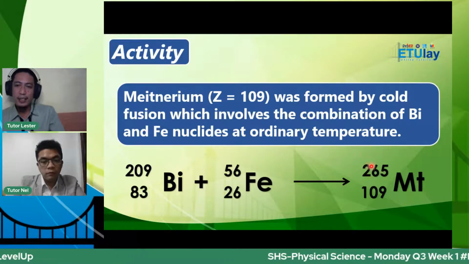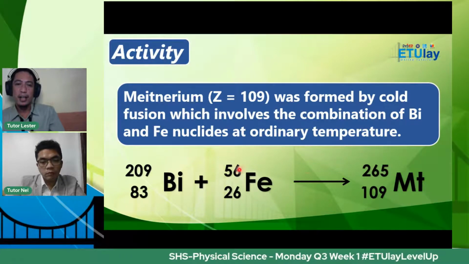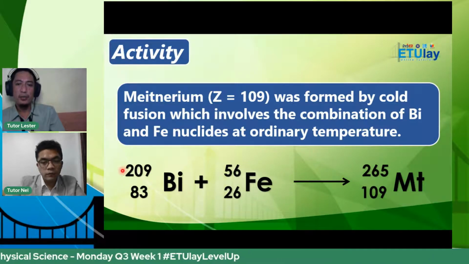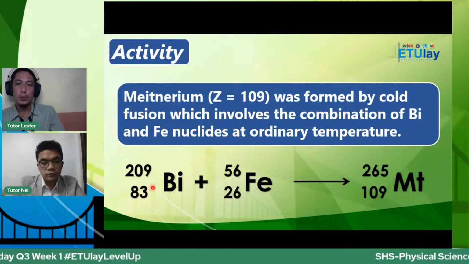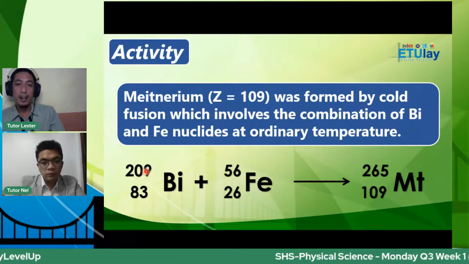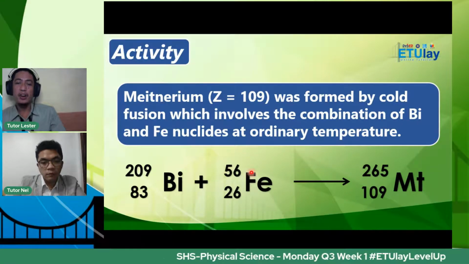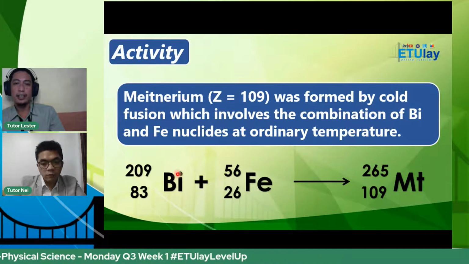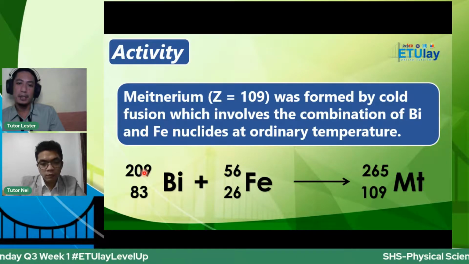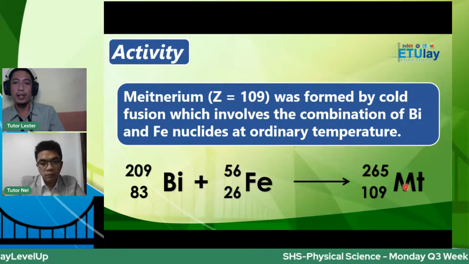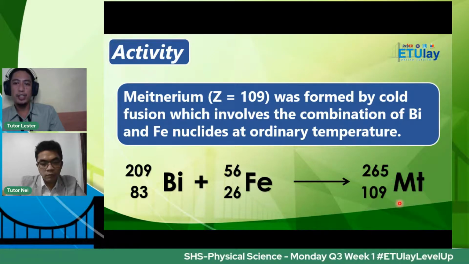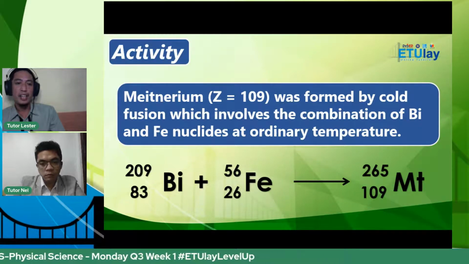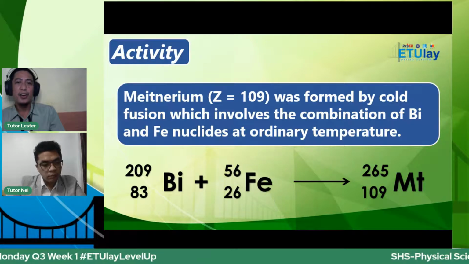Meitnerium has a mass of 265. And if we look at the periodic table, the mass of bismuth is 209, and the mass of iron is 56. So when we add the masses of bismuth and iron, that will equal the mass of meitnerium, which is 265. So from there, we can see that the equation is balanced, therefore correct.